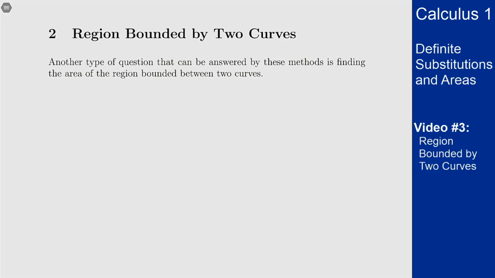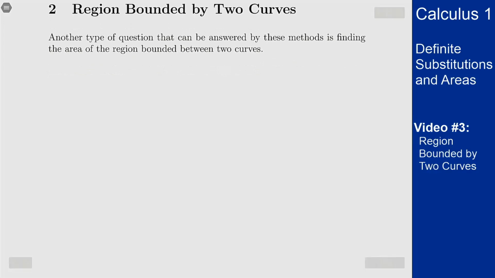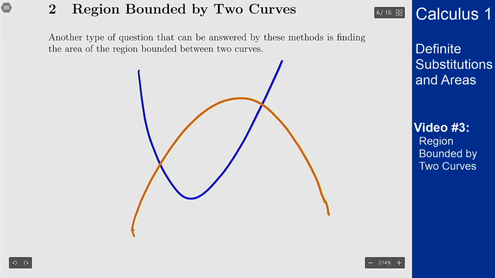To motivate this, let's draw a picture of what this might look like and see how we can figure out how we would solve this problem. A region bounded by two curves might look something like this. There's, say, my two curves, two parabolas. Any curves would work in this case. And I want to find the area of the region bounded by these two curves.